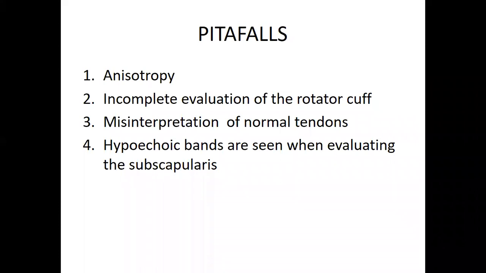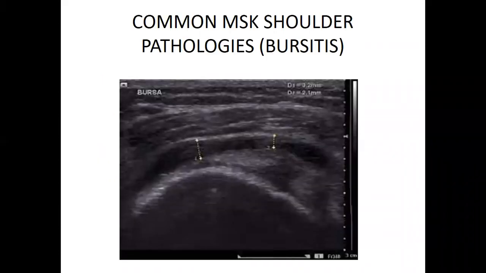The hypoechoic bands are seen when evaluating the subscapularis. This is also very, very important. When you don't properly externally rotate your arm, you are likely to find these hypoechoic bands. And you may think there is an edema, there is a tear, but you keep on rocking until you know your normal anatomy of the image.